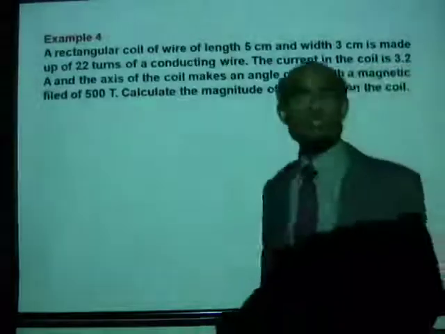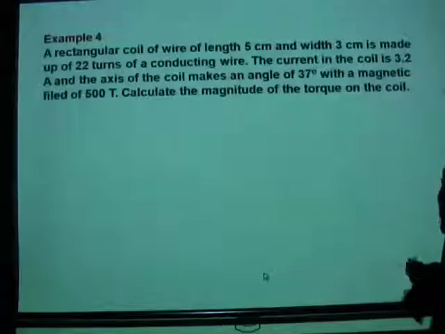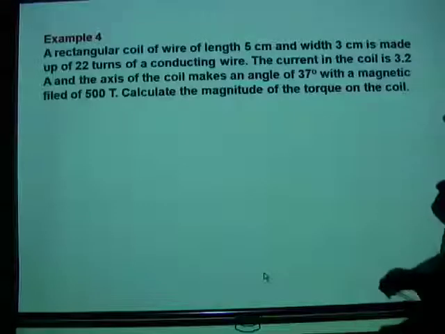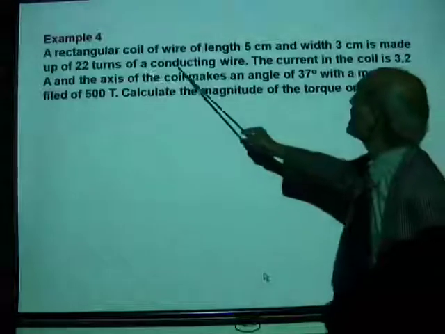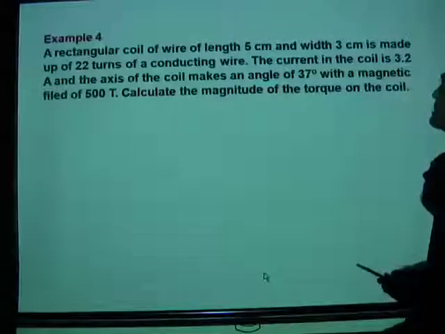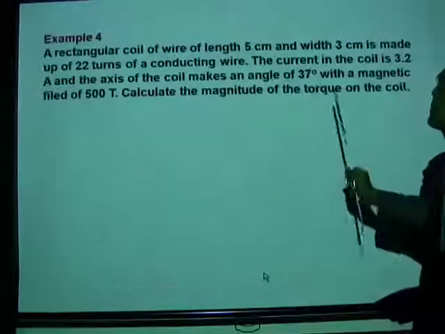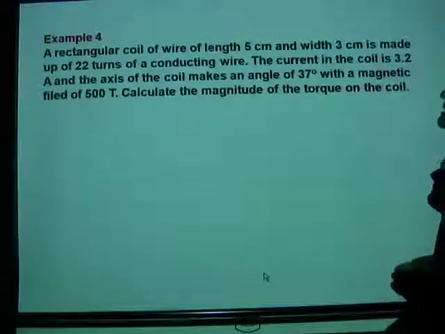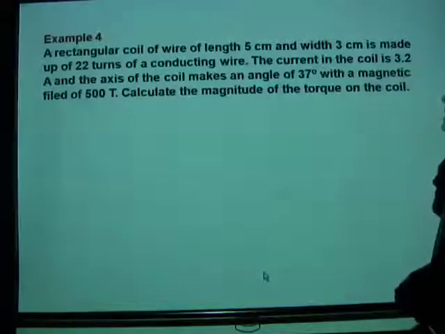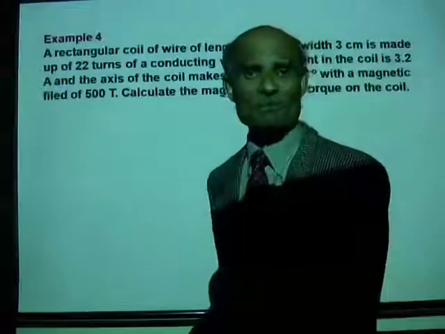Let's do a small problem. A rectangular coil of wire of length 5 centimeter and width 3 centimeter is made up of 22 turns of a conducting wire. The current in the coil is 3.2 ampere, and the axis of the coil makes an angle of 37 degrees with the magnetic field of 500 Tesla. Calculate the magnitude of the torque on the coil. That's a very simple problem, is that right?